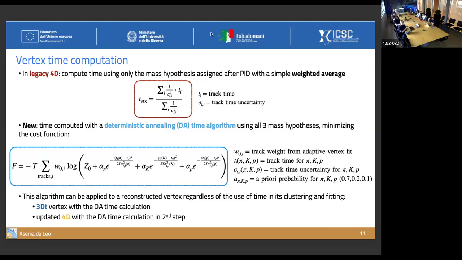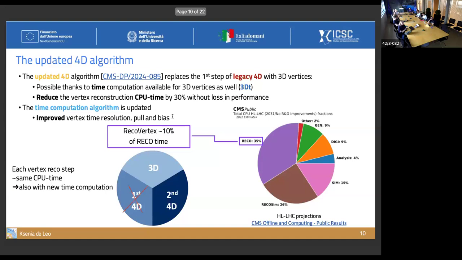Thanks again, Ksenia. I second what PF said. It's always a pleasure to re-listen to this and relearn. So thanks for the presentation again. I had a small question on slide 10, mostly out of curiosity. You show the fraction and the reconstruction time, and I'm a bit surprised that the reconstruction time for vertices is so big.